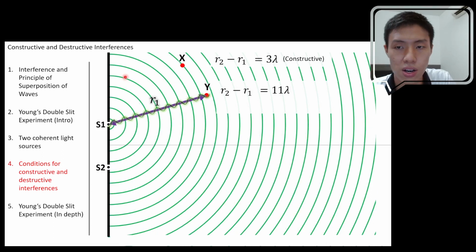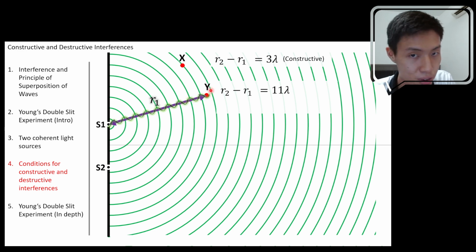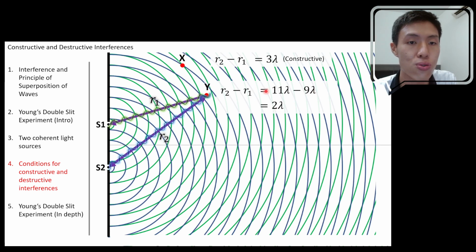Let's try to do it for R1. 1, 2, 3, 4, 5, 6, 7, 8, 9. Okay, you haven't gone up yet. This is exactly 9 wavelengths. So this is R1, 9 wavelengths. So if you find the path difference between the two, you get the answer to be equal to 2 wavelengths.